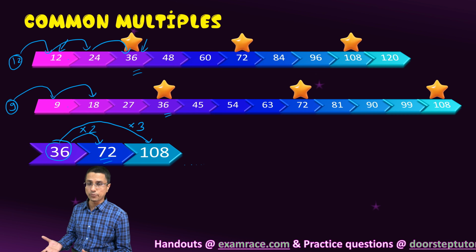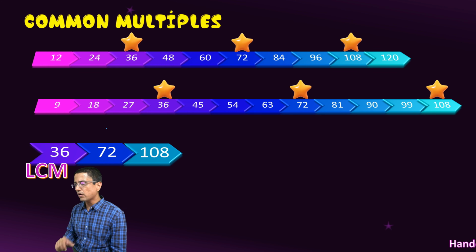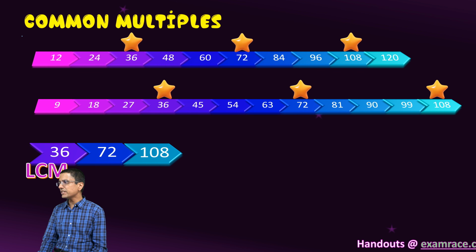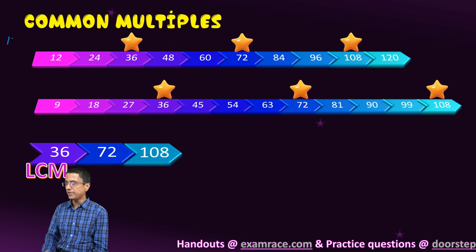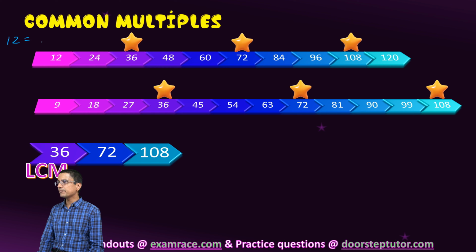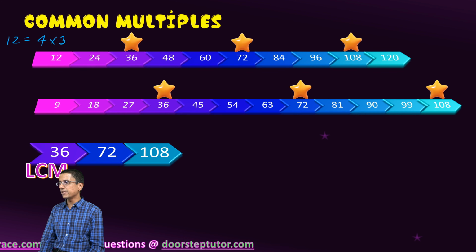The next important thing to note: we already saw that 36 is known as the LCM, or the least common multiple. Another point I want to bring across is to understand why this works. Why do we have the common multiples where we have them? Let's look at the factorization of 12. Let's factorize 12 as 4 into 3. I can do that, there is no problem in that. 9 I can factorize as 3 into 3.